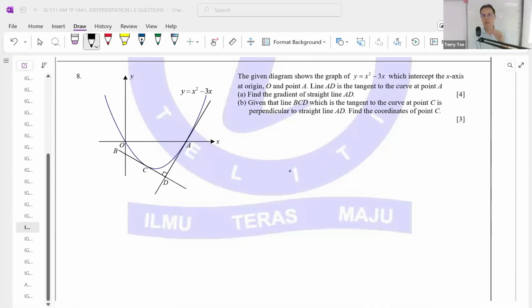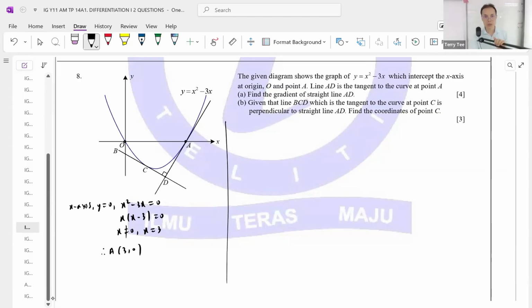This diagram shows the graph of y equals x squared minus 3x, which intercepts the x-axis at the origin and point A. Line AD is a tangent to the curve at point A. Find the gradient at point A. So first of all, we find point A. At the x-axis, y is 0. So your x squared minus 3x is 0. You take out x: x minus 3 equals 0. x is 0 or 3. Can I take 0? Cannot. Why? 0 is the origin. Take the second one. Therefore, my A is (3, 0). You need to find the coordinates of point A.